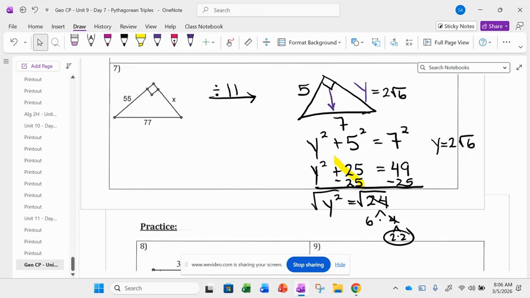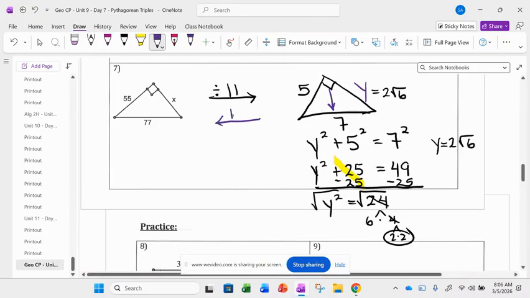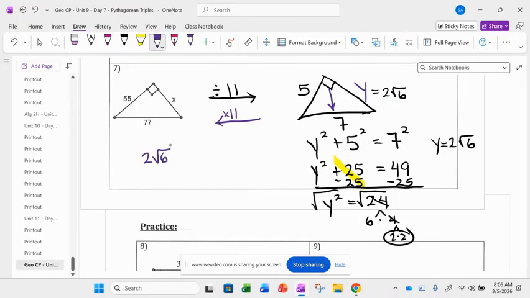And then because they're in a rush and not focused, they just stop. You're not done, because this was not my original triangle. I had to divide by 11 to make this triangle. So to go back and get my answer, what do I have to do? Multiply by 11. So I have 2 root 6 times 11. This 11 is a whole number, so it just gets multiplied with the whole number in front of the radical. So 22 root 6 is our missing side.